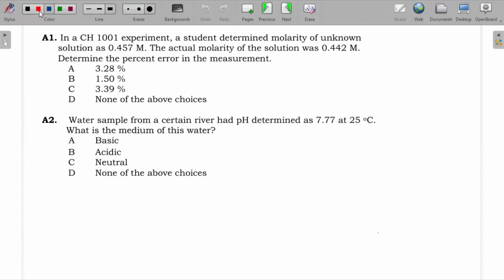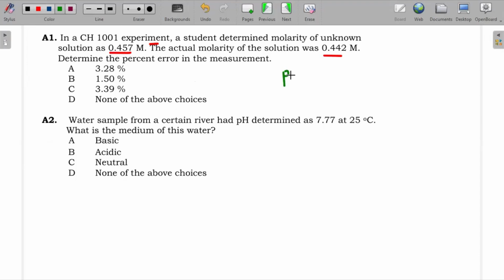A1. Question A1 says, in a chemistry 1001 experiment, a student determined the molarity of an unknown solution to be 0.457 molar. The actual molarity of the solution was 0.442 molar. Determine the percent error in the measurement. Guys, these are what we call free marks in the exam, so you can't fail to find the percent error.